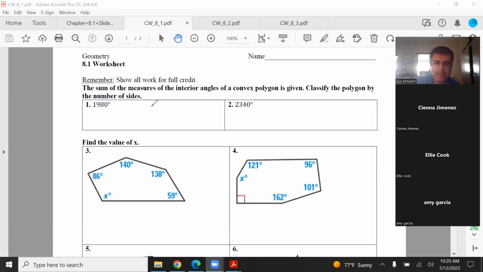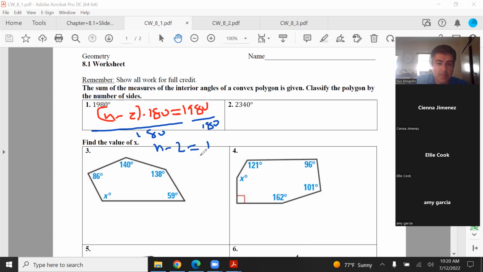But for this one here, the sum of the measure of the interior angles is given, classify it. So you're going to say n minus 2 times 180 equals 1980. If you so desire, you could divide both sides by 180 right off the bat. If you do, you get n minus 2 equals 11, n equals 13. There you go. So you'll try number 2 on your own.